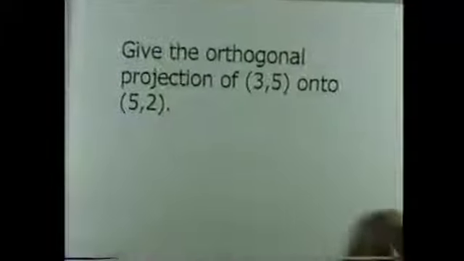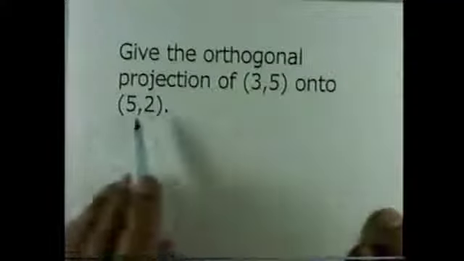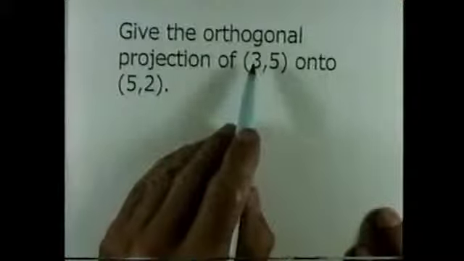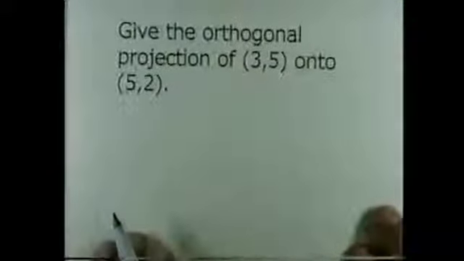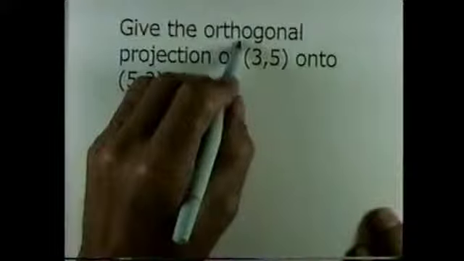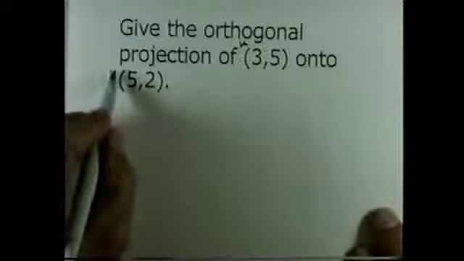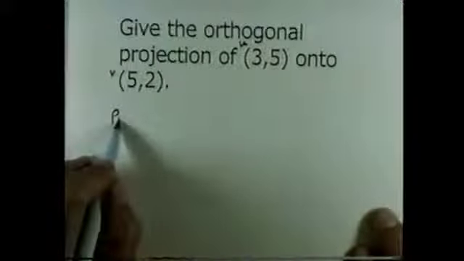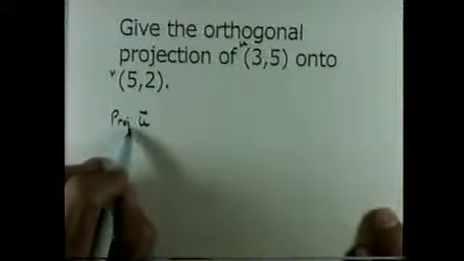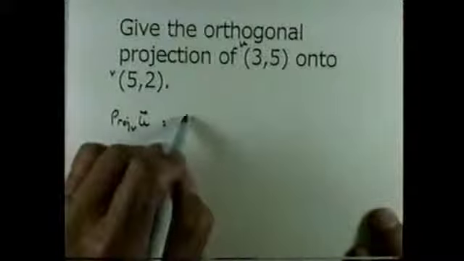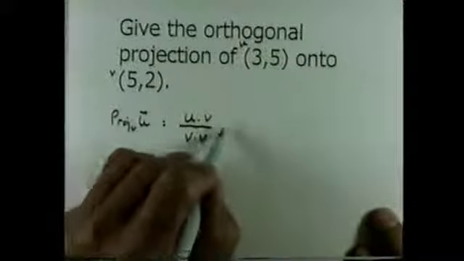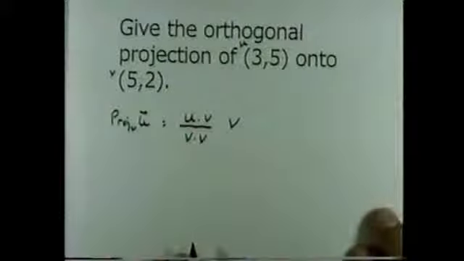Give the orthogonal projection of 3, 5 onto 5, 2. So we'll call this U, call this one V, and we can say that the projection of U onto V is going to be U dot V divided by V dot V times V.